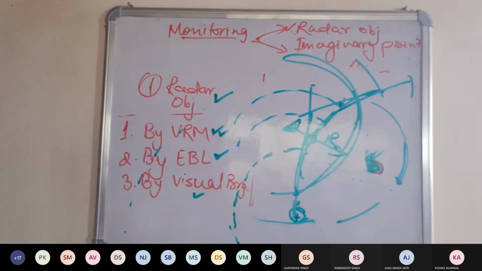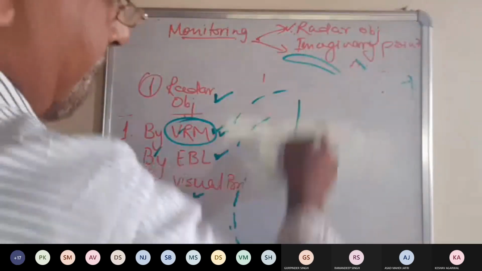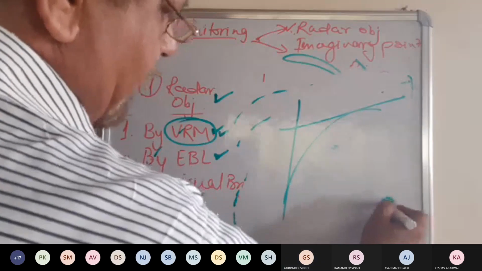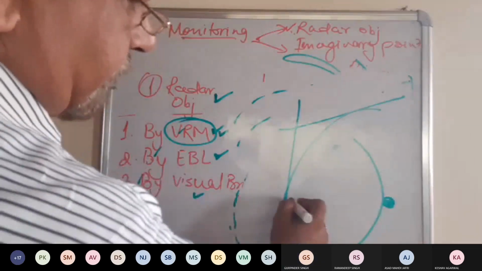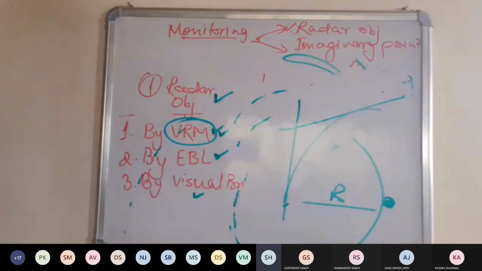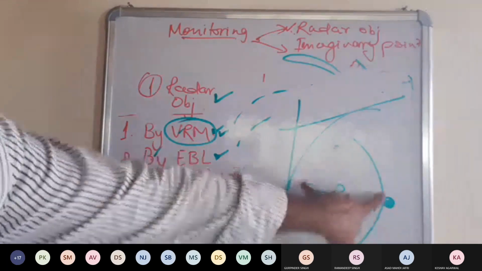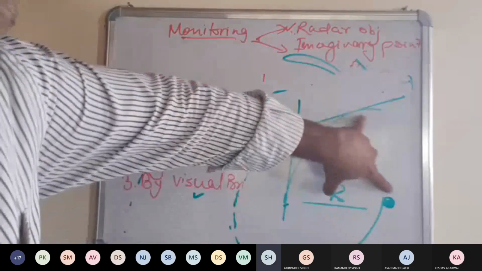So during the turn, when monitoring by VRM, the radar object should always be maintained at the circumference of the VRM. If that is there, that means we are always turning properly.